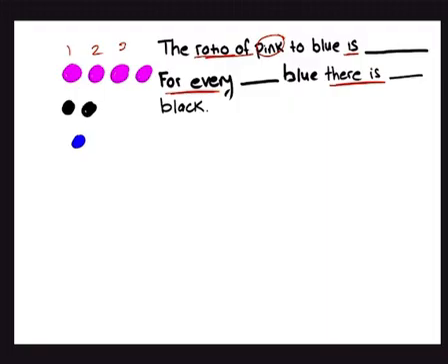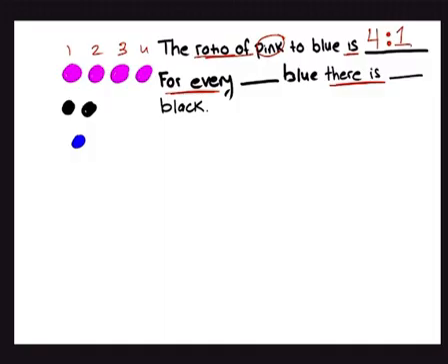There are 4 pink circles. So the ratio of pink is going to start with the number 4 because that is the number of pink circles. To blue, since there is only one blue circle, we're going to put a 1. And when I go to write my ratio, I just use a colon between those numbers. So the ratio of pink to blue is 4 to 1. That is the comparison of how many pink circles there are versus how many blue.